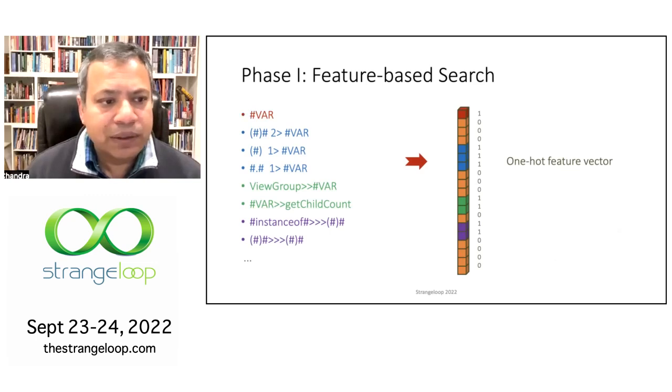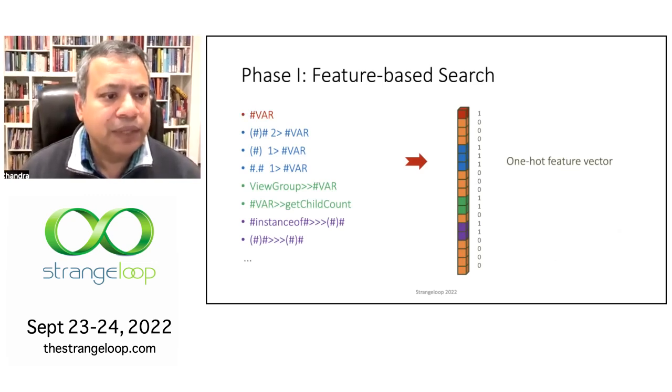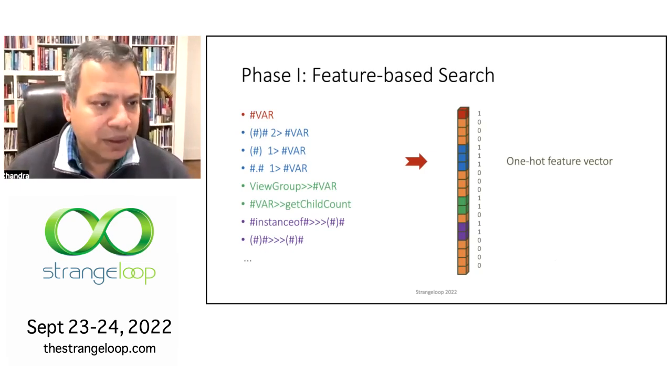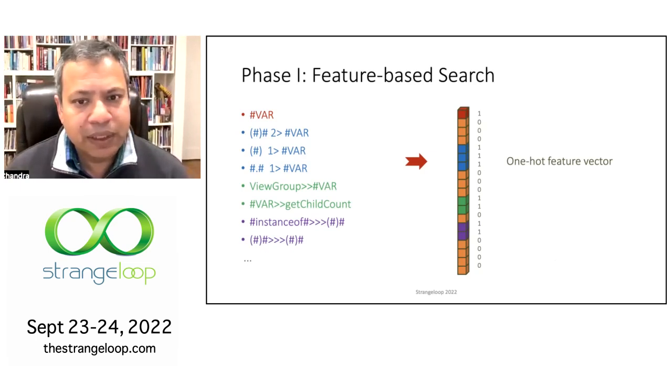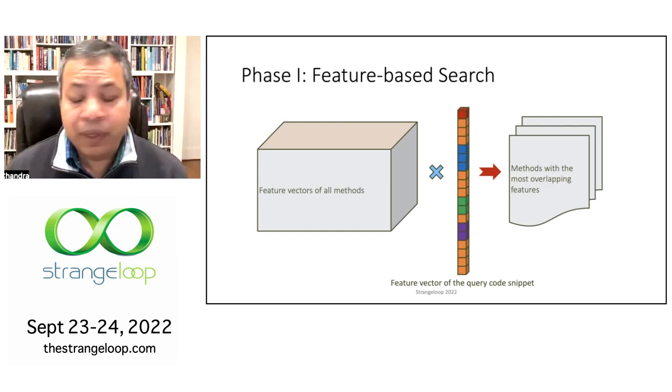Okay, so once we are done doing all of that, let's say this is our feature vector, lots and lots of features computed here and represented as a one-hot vector. So we have that from our code snippet. Now, what we are going to do is pre-compute these kinds of feature vectors for all the millions of methods that we know of and store these feature vectors in a database.